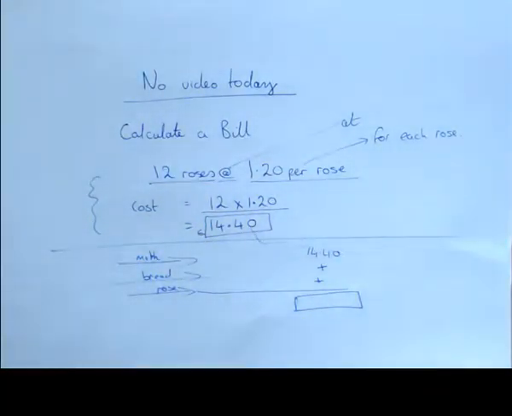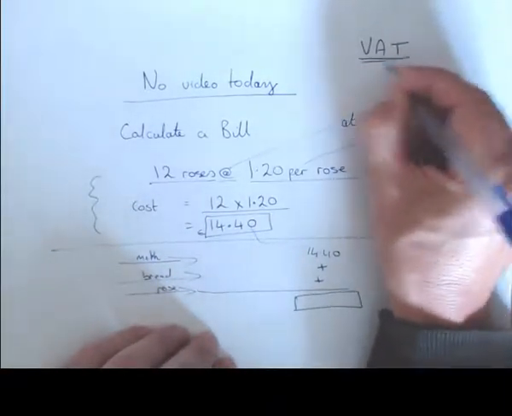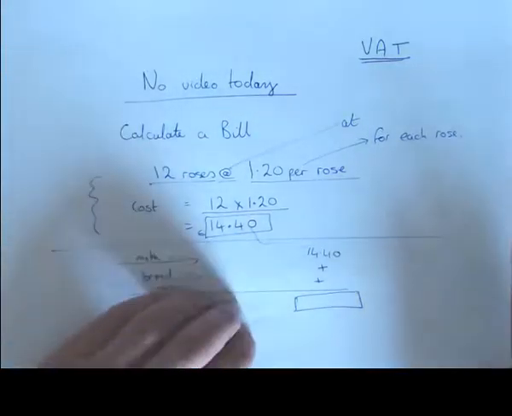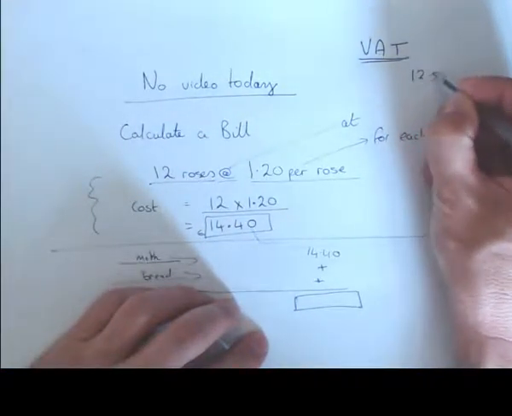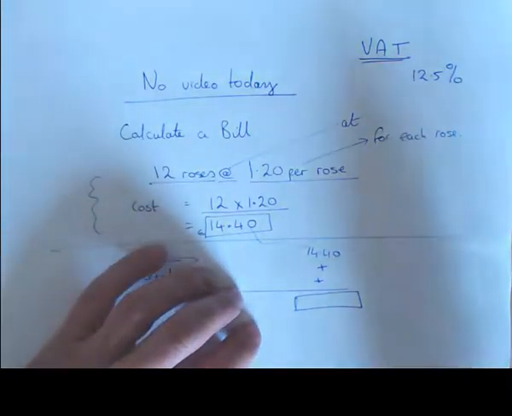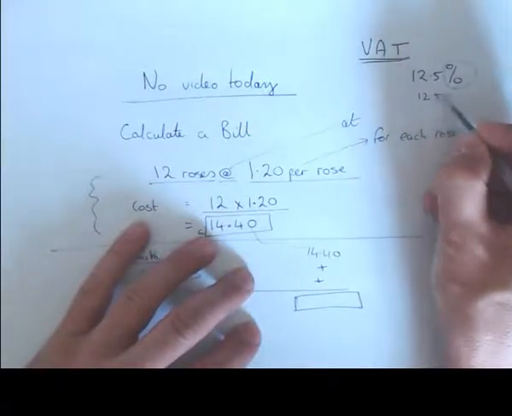Now today we're going to be looking at calculating a bill with VAT. VAT stands for Value Added Tax. In Ireland, that's normally included. In other countries, you have to add it on yourself. So let's say the VAT for something was 12.5% for some goods.